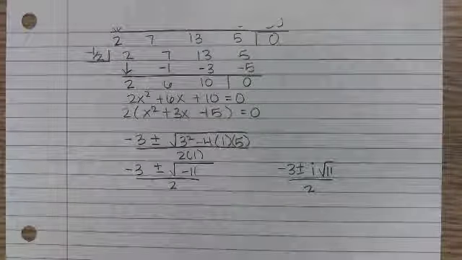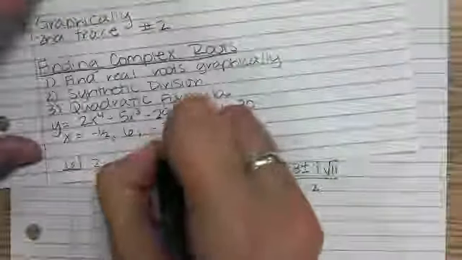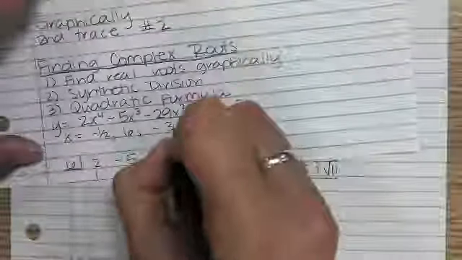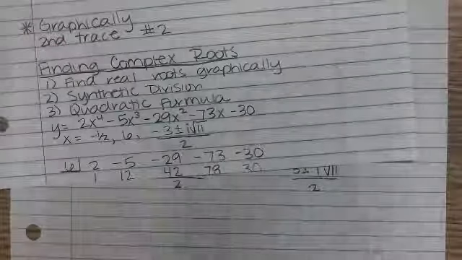And so I can go back to my other page where I had my answers, and then I'll say -3 plus or minus i root 11 over 2. And I'm done. That's the end of the video. I'm so sorry.